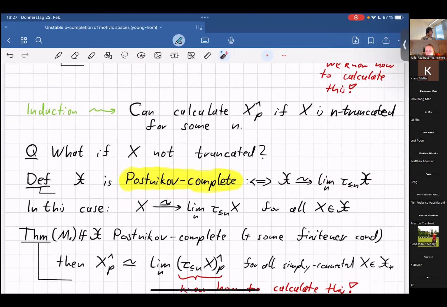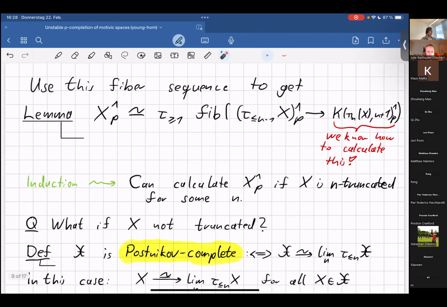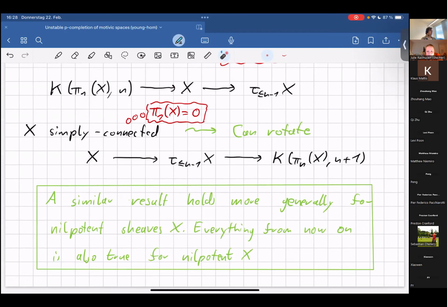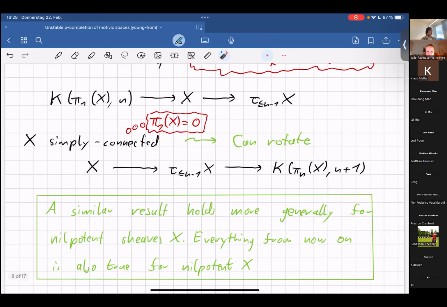Do you mean that extension problems or K invariants are easy to control? It's a question from the chat. I think it's not easy, but at least we know that we can do this if we are simply connected. If we are not simply connected, or if we are not nilpotent, then there's no reason to expect that this fiber sequence exists.